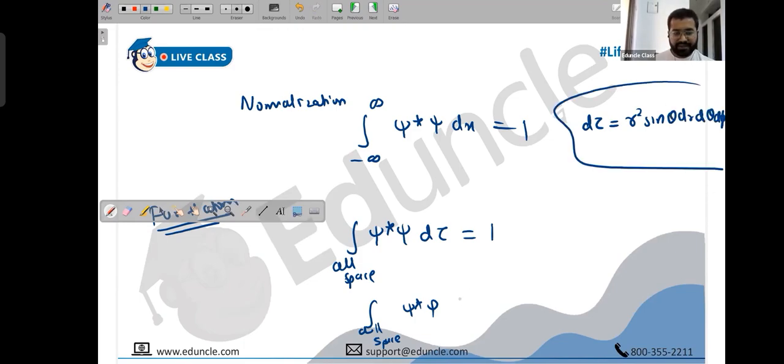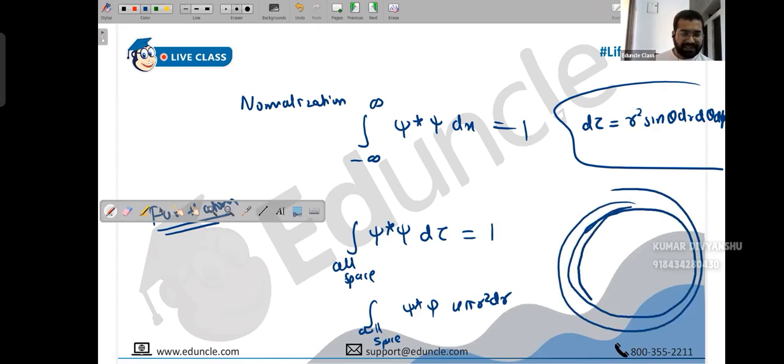But you don't need to use this. You can directly use 4 pi r square dr, because if you integrate sin theta d theta d phi for a complete sphere, eventually you get 4 pi. For a complete sphere, you can always use the volume element as surface area into thickness. If you want to take an element of the sphere, it means you are taking the surface area of the sphere into thickness. That's the volume of the element.